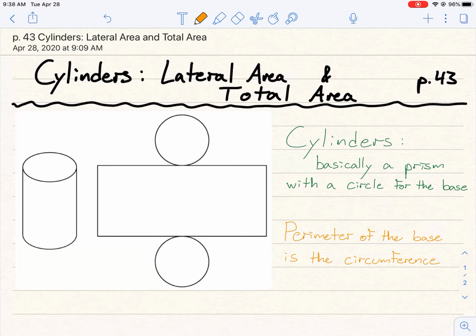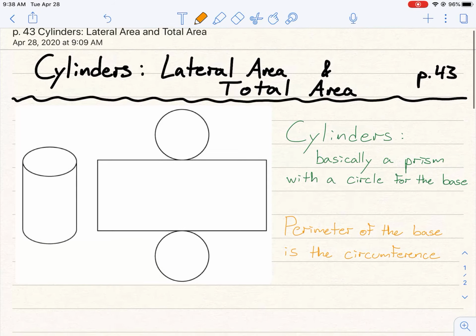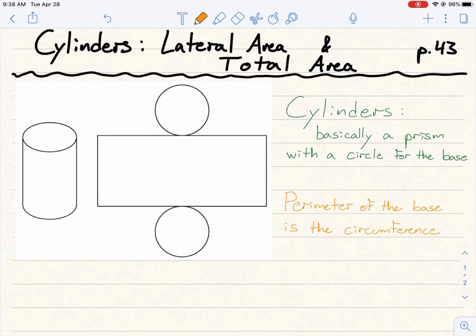Today we are going to talk about cylinders, and the way that we are going to look at cylinders is we're going to start looking at lateral area and total area. Now this concept is pretty similar to what we were discussing the other day with prisms. A cylinder is basically a prism that has a circular base. So we're still going to use some similar formulas that we did with prisms for lateral area and total area.